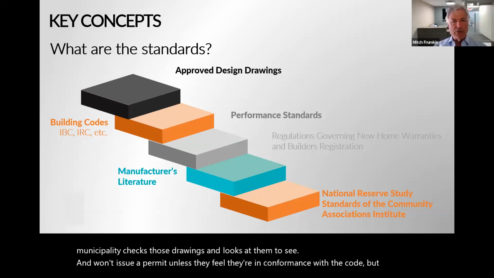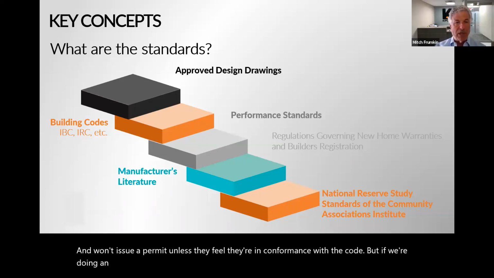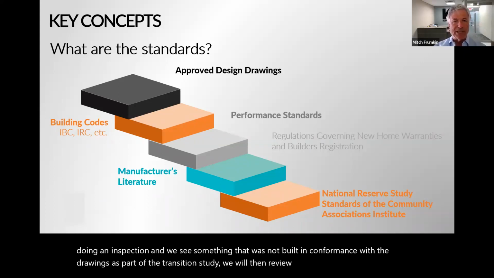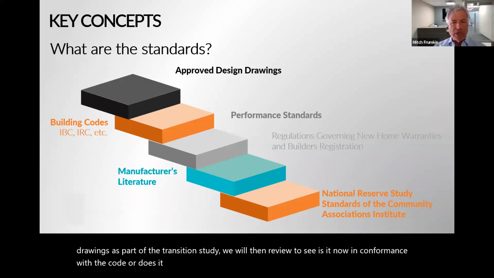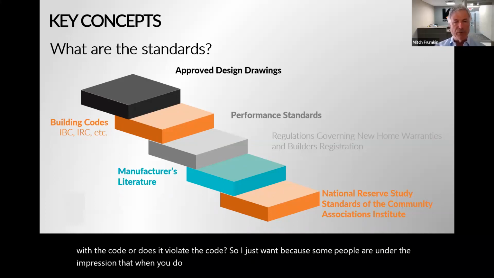But if we're doing an inspection and we see something that was not built in conformance with the drawings, as part of the transition study we will then review to see: is it now in conformance with the code, or does it violate the code? I just want to clarify, because some people are under the impression that when you do a transition study, we're reviewing the design to see if it's in conformance with the code.